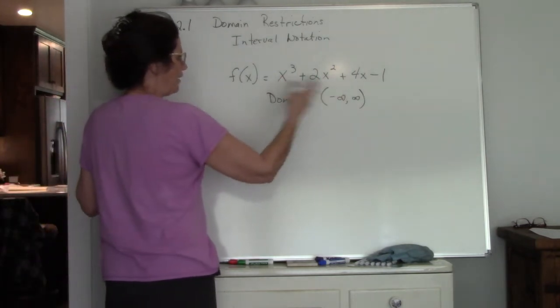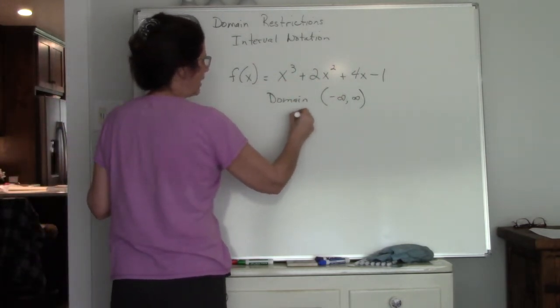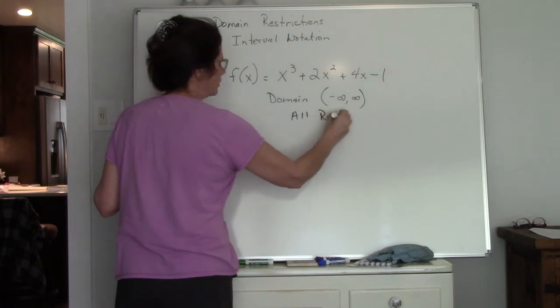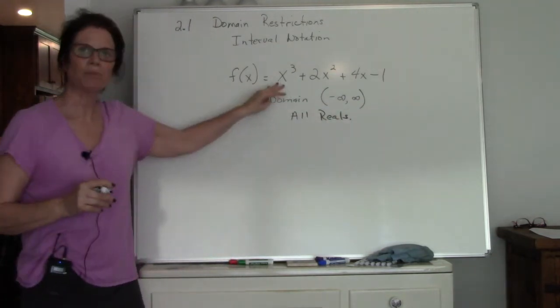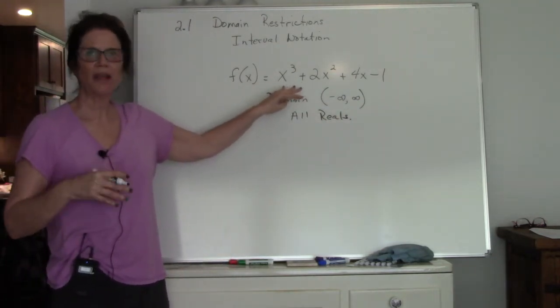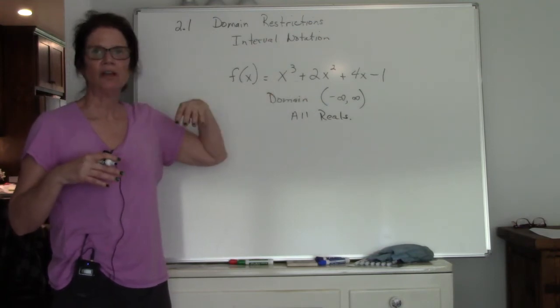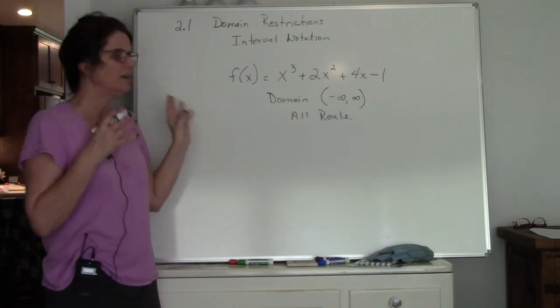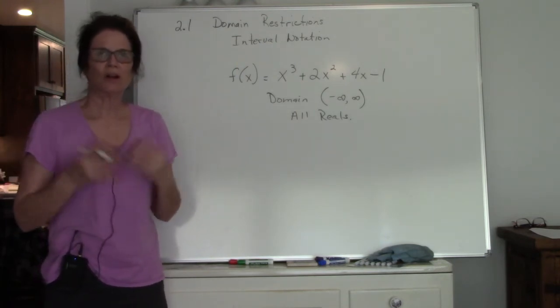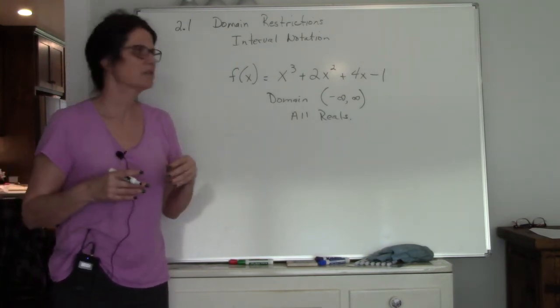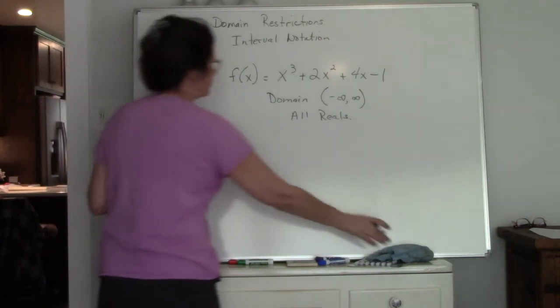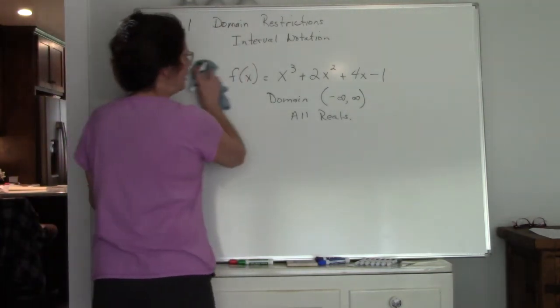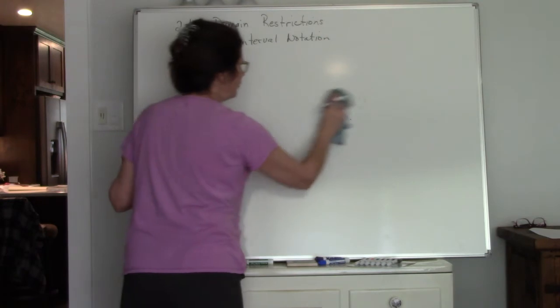If I were to write it out, I could write it as all reals. So when I have just a basic polynomial, it can be a trinomial, it could be a binomial, just anything without fractions and without radicals, then my domain is going to be all reals, negative infinity to positive infinity. Where the restrictions come in is when we're dealing with fractions.